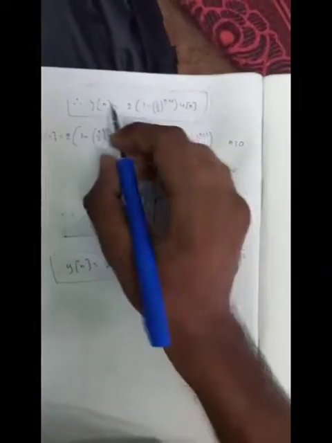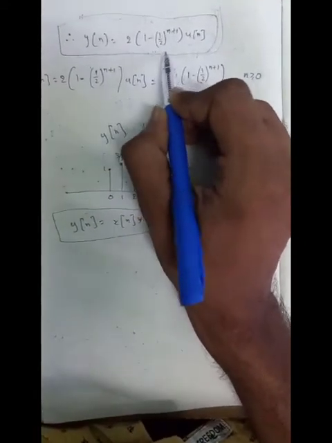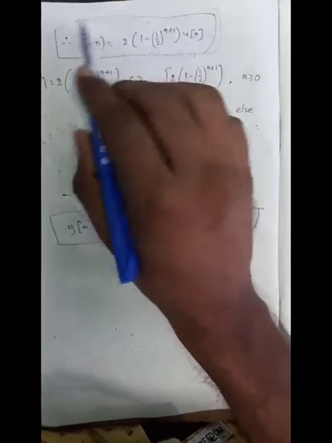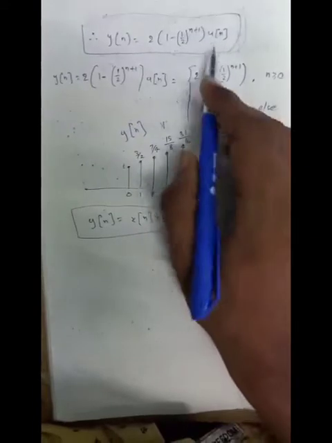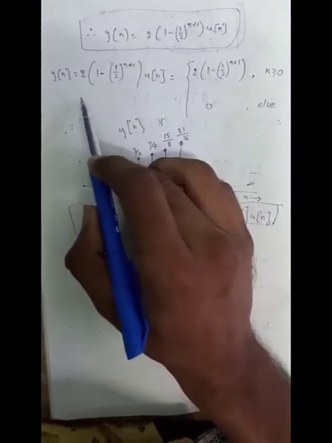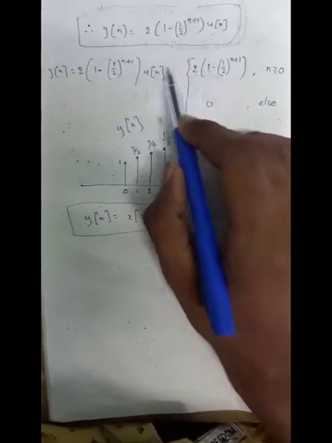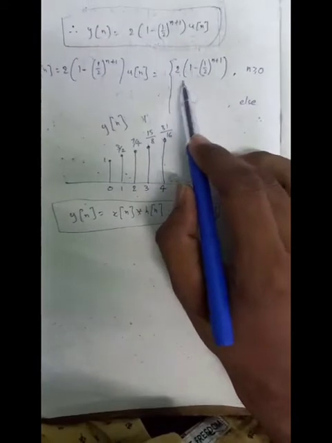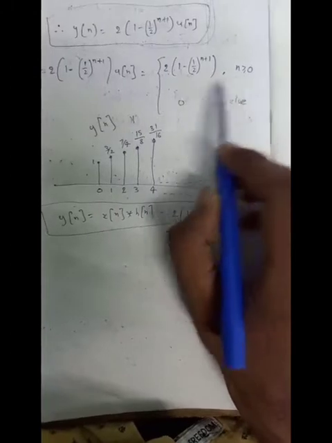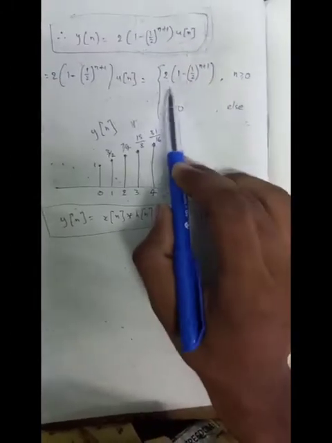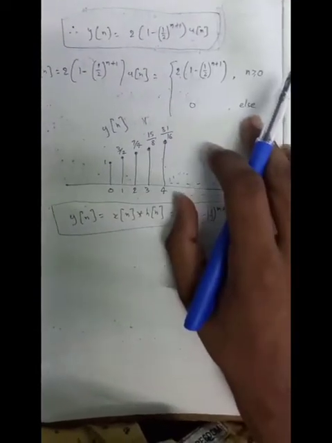Now we get the output y of n is equal to 2 into 1 minus 1 by 2 whole power n plus 1 u of n. This is the required output we got. So we have to plot this. The value of this function is 2 into 1 minus 1 by 2 whole power n plus 1 for n greater than or equal to 0, and 0 for other conditions.